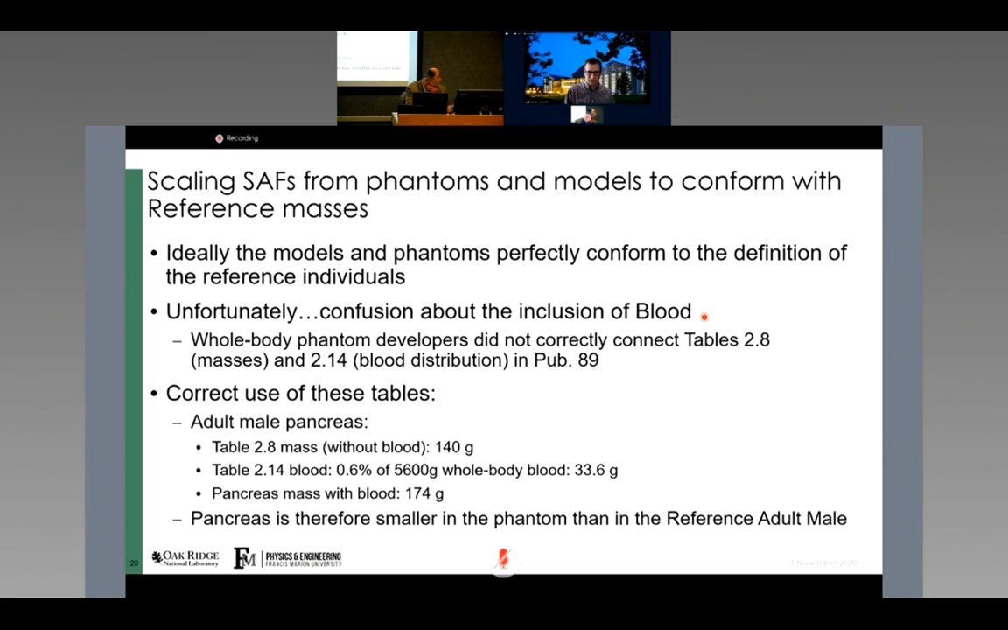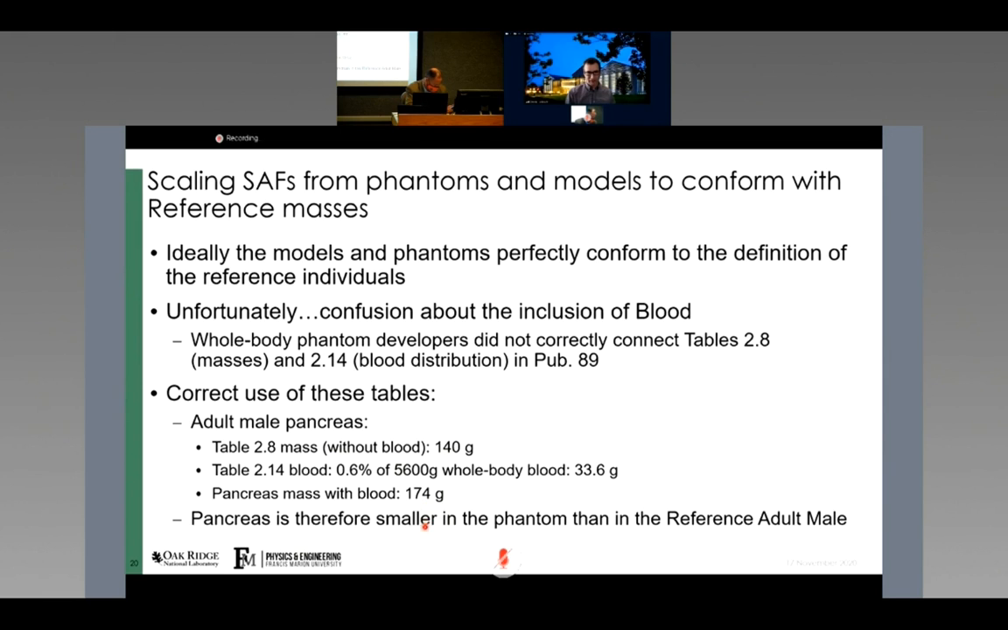2.14 gives blood distribution. And many of these masses need to have their blood folded into them. So I've gone through an example here. If you look at the adult male pancreas, table 2.8 will give you a mass without blood of 140 grams. We need to add to that the 0.6% of the whole body blood, which is in the pancreas. So that's about 34 grams. So when you combine the two, the pancreas mass inclusive of blood is 174 grams.